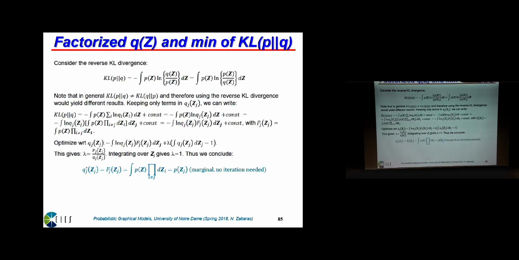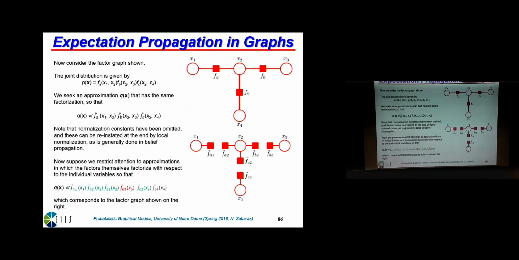When is this result applied? When Q of Z is factorized. And again, it can be factorized over all the variables or over a group of variables; the definition of the marginal is the only thing that will change, but the optimal Qj of Zj is actually P of Zj. Very important result. All right, so I'm going to make use of it.